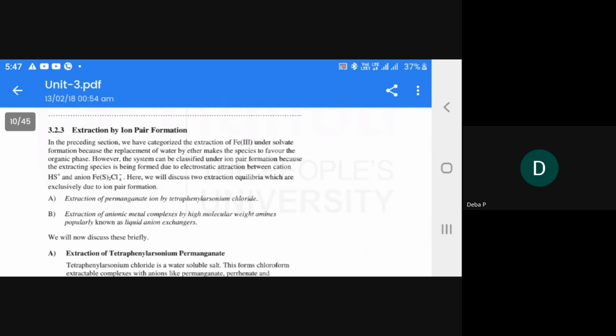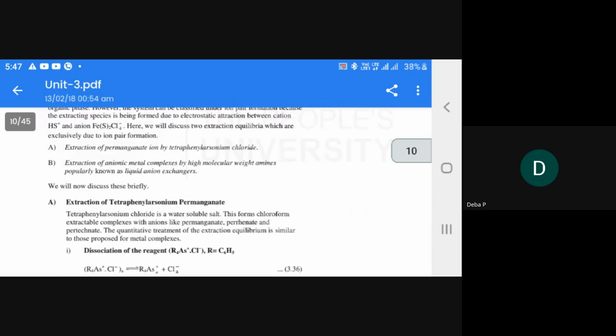So extraction, here we will discuss two extraction equilibria which are exclusively due to ion pair formation. Extraction of permanganate ion by tetraphenyl arsenium chloride and extraction of anionic metal complex by high molecular weight amine, popularly known as liquid anion exchanger. So we'll discuss this one, extraction of tetraphenyl arsenium permanganate. That is extraction of permanganate ion by tetraphenyl arsenium chloride.